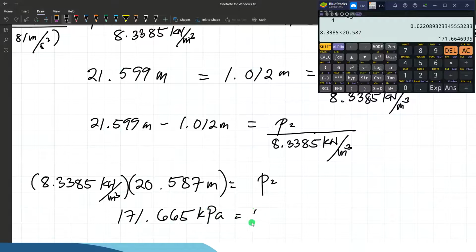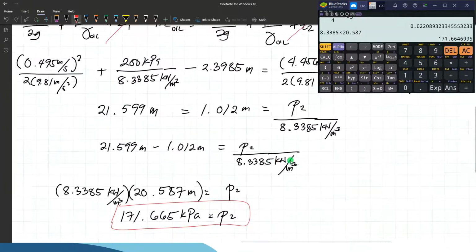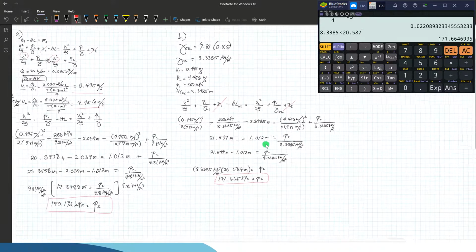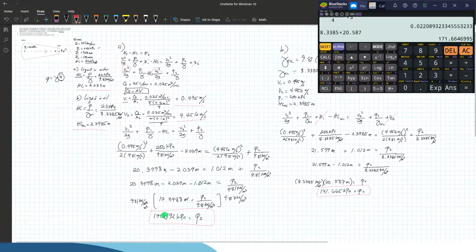171.665 kilopascal. That's the pressure at point 2 if the liquid is oil. Okay, this is the answer for letter B. And for letter A, we have 170.192 kilopascal.